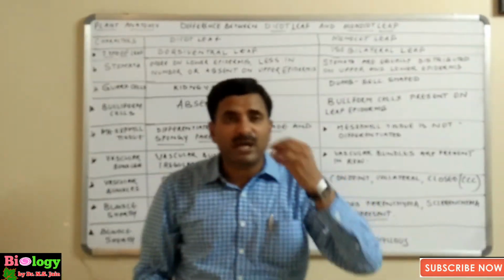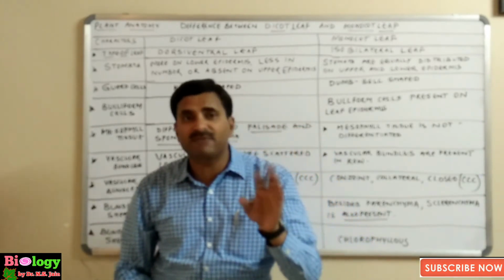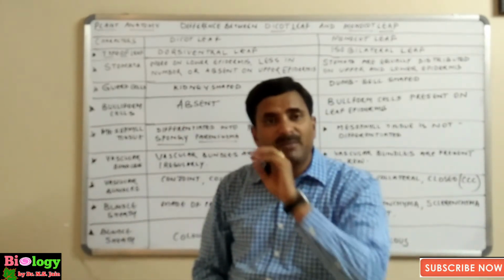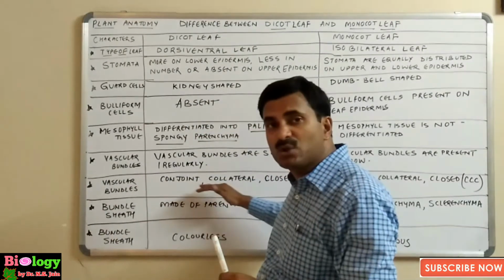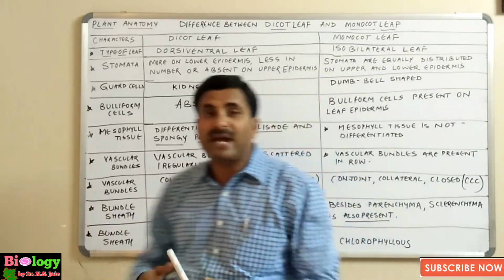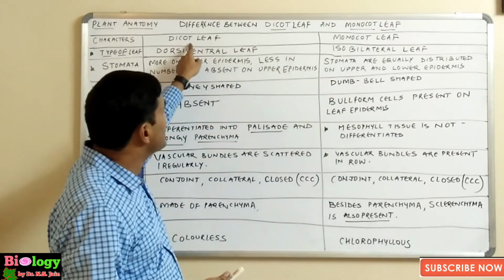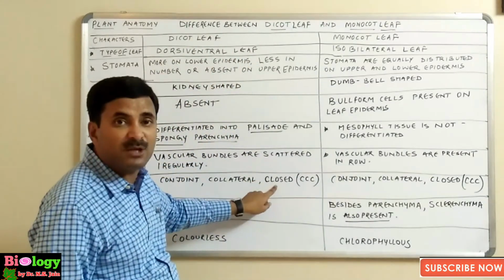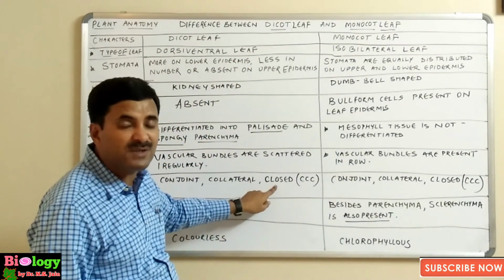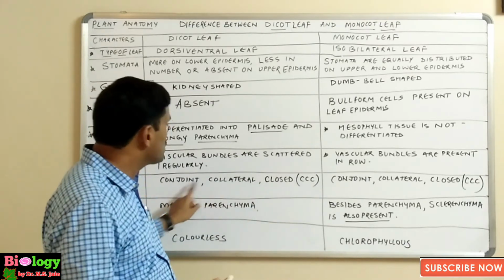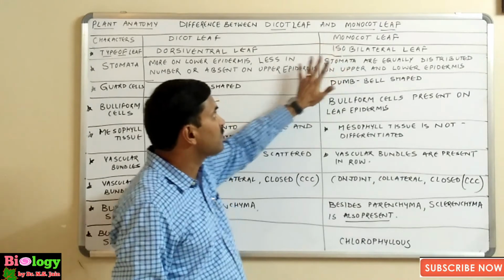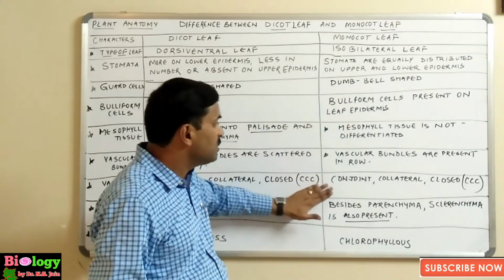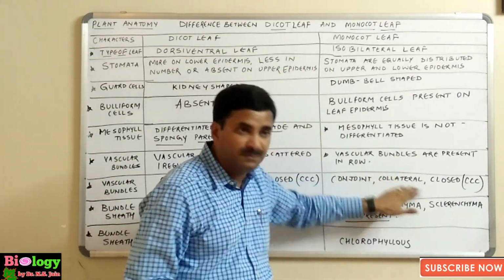Whether it is a dicot leaf or a monocot leaf, the vascular bundles are closed. So altogether we can say that vascular bundles are conjoint, collateral and closed, right? Why? Because though it is a dicot, we have still written closed vascular bundles, because in the leaf you have not seen secondary growth. So conjoint, collateral and closed, CCC. Here also in the monocot leaf, the vascular bundles are of the same type: conjoint, collateral and closed.